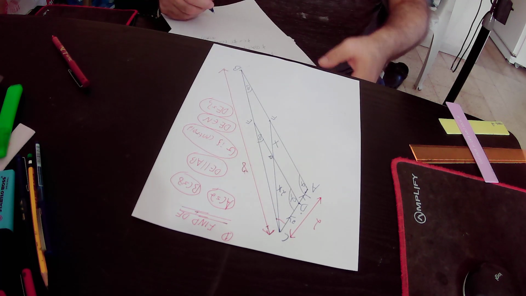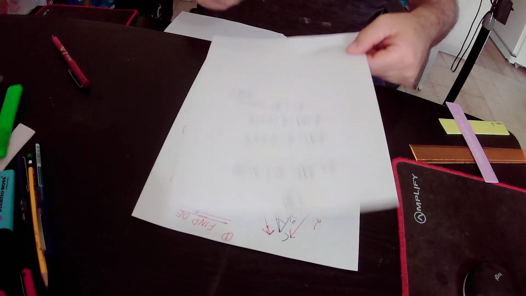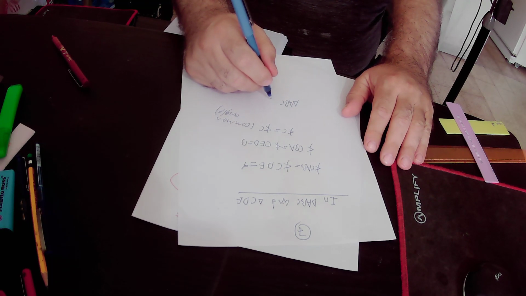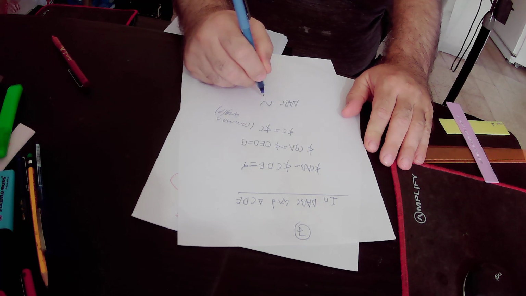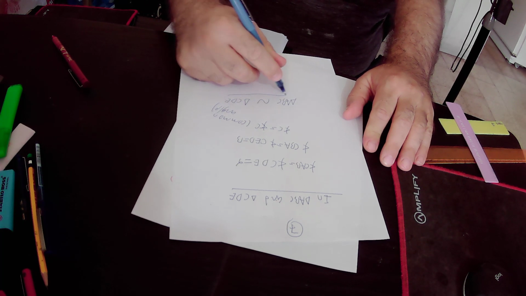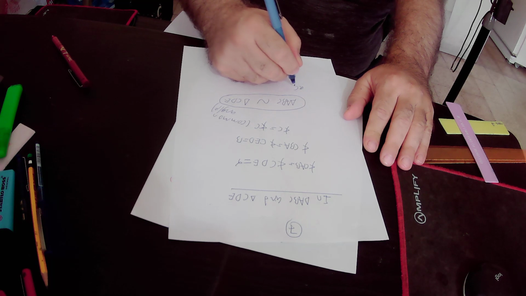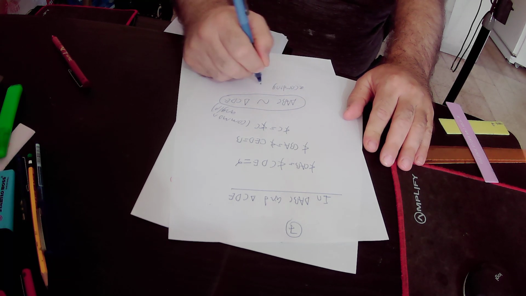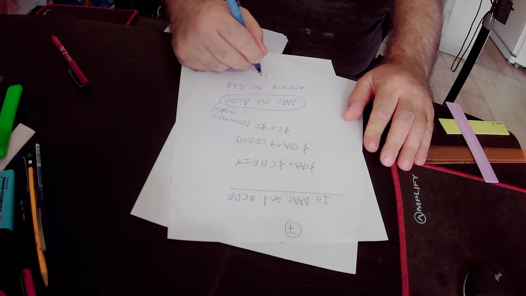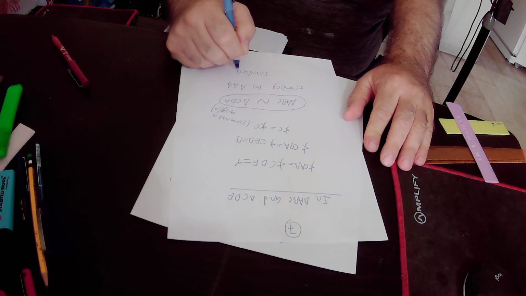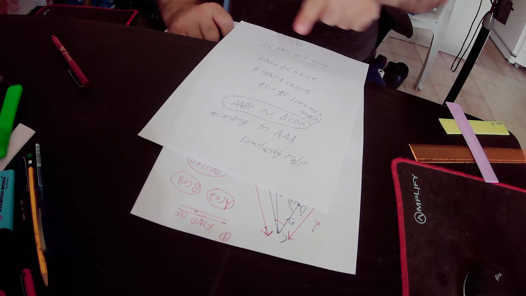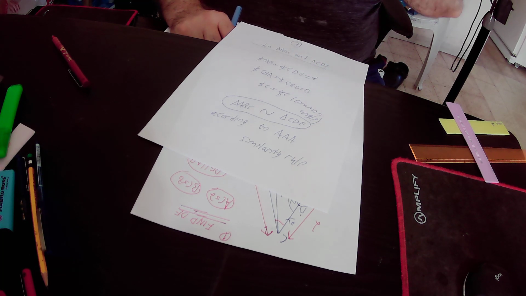So I write it down. Triangle ABC is similar, that is the sign of similar, to triangle CDE according to angle similarity rule.